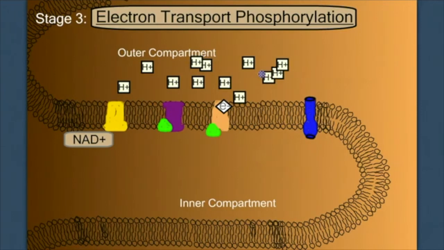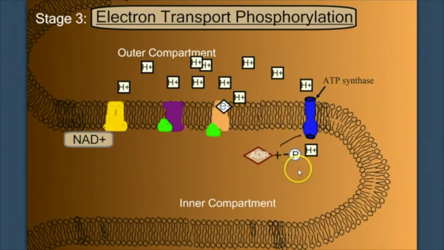Well, it turns out there's a special channel for them, and the channel is called ATP synthase. It will allow the protons to flow back through down their concentration gradient. And notice it's called ATP synthase. It is not only a channel protein, but also an enzyme that catalyzes the ADP plus P reaction to make ATP. However, if you recall, this reaction also requires the input of energy. The energy for this reaction comes from the flow of protons through this channel.